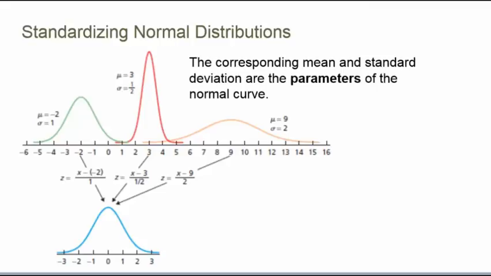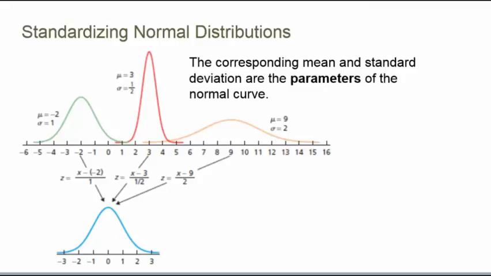Using our z-score formula, z equals x minus the mean divided by the standard deviation, we can convert each of these curves to our standard normal curve. Remember, that curve goes up from left to right until we get to our mean of 0, then it goes down from left to right. The mean is 0, the standard deviation is 1, and most of the data is between -3 and 3.